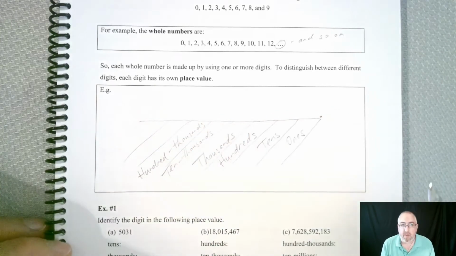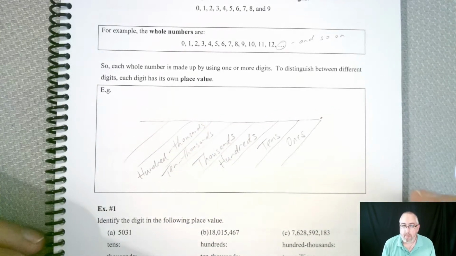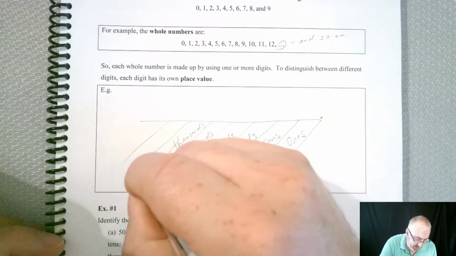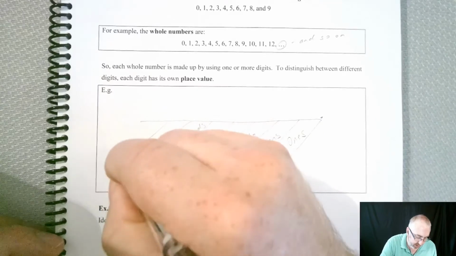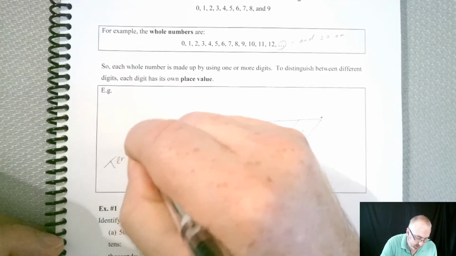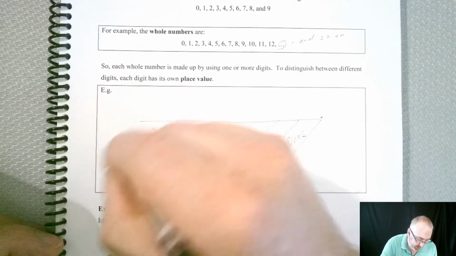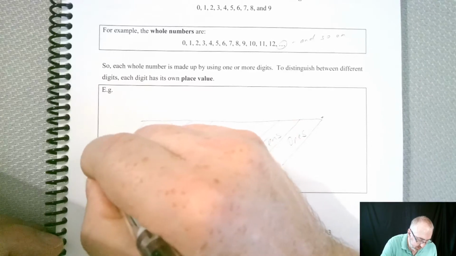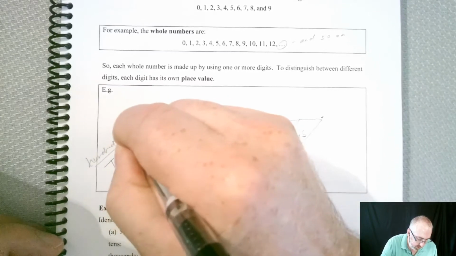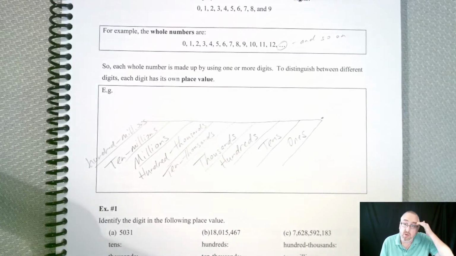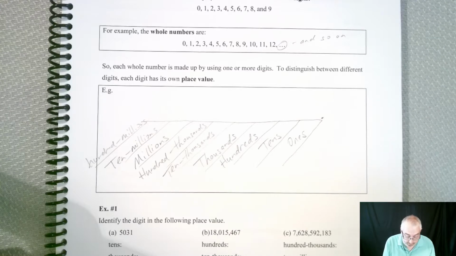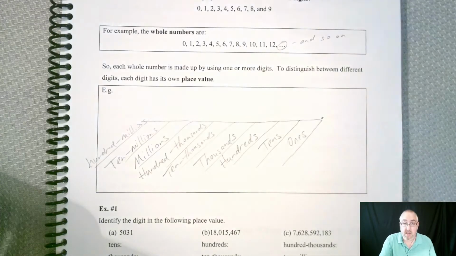And then what about the next one? Well, hopefully you remember that one is going to be the millions. And then 10 millions. And then 100 millions. And it keeps going on forever and ever. So we can get really huge numbers that have lots and lots of place values. So now we can look at some examples.